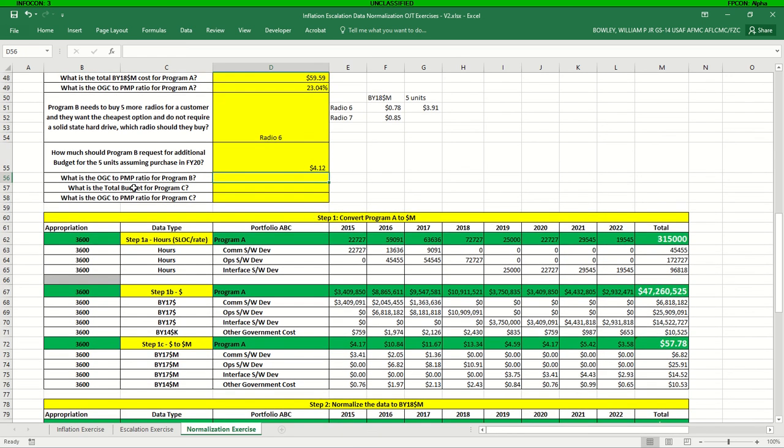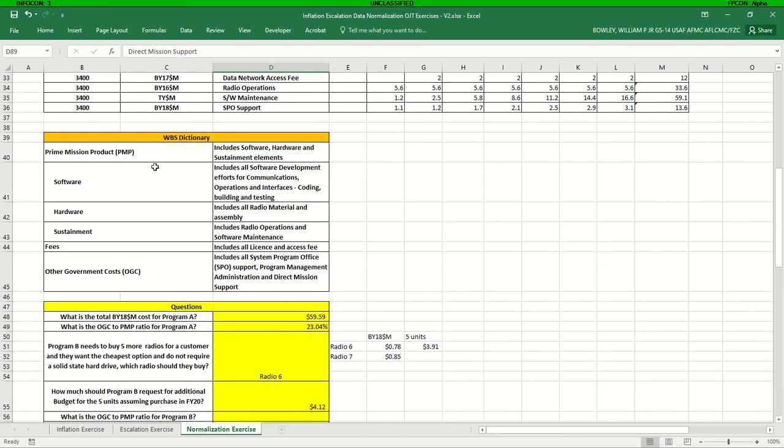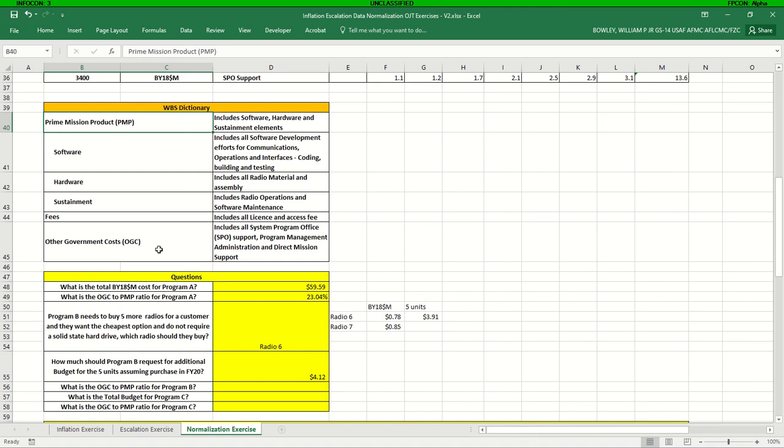Okay, next question is, what is the other government cost to prime mission product ratio for program B? And again, let's scroll down and look at program B's work breakdown structure. We've got 2 radio elements, a program management administration, and direct mission support. And we can go back to our dictionary and we see under hardware, this includes all radio material and assembly. So the radios fall under hardware, which is part of prime mission product. And you'll see under other government costs, program management, administration, and direct mission support are elements under those.